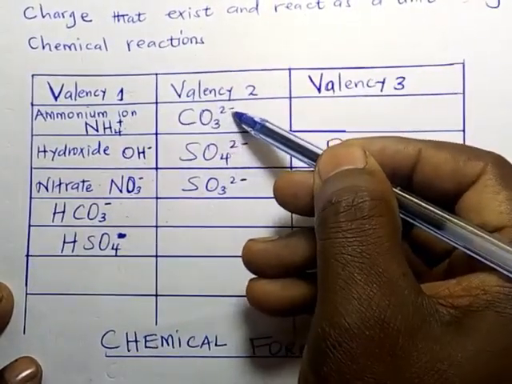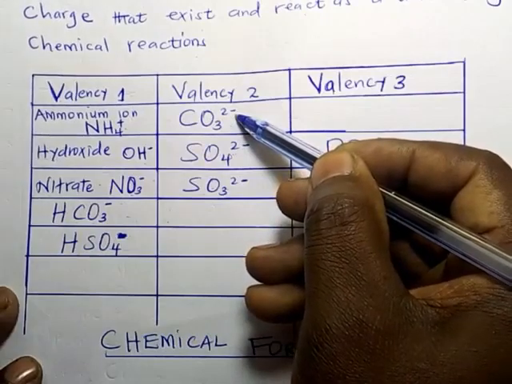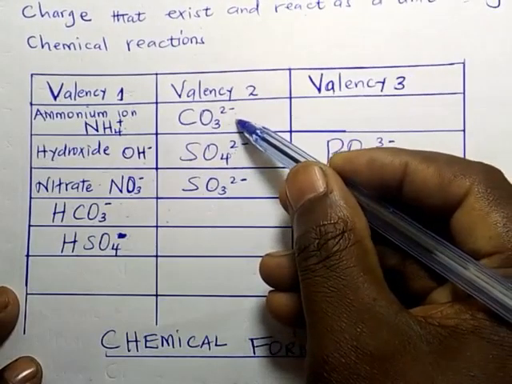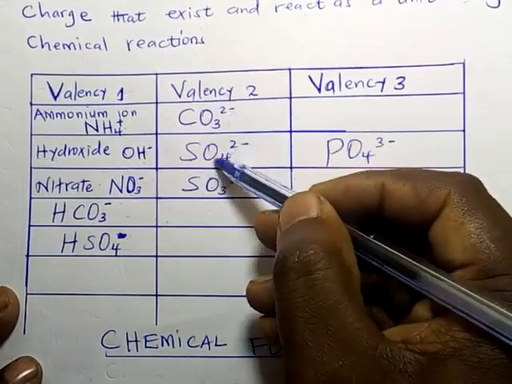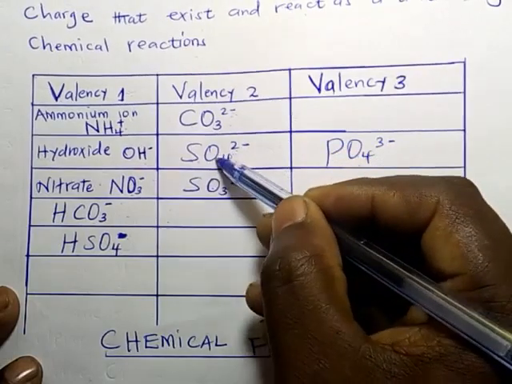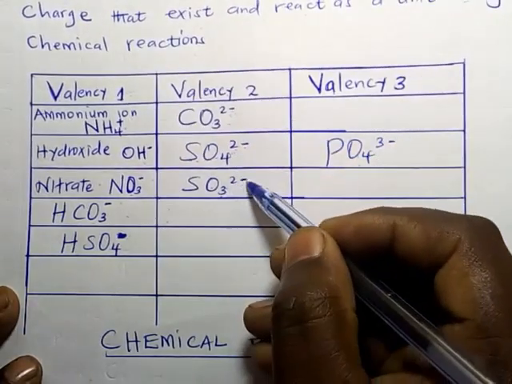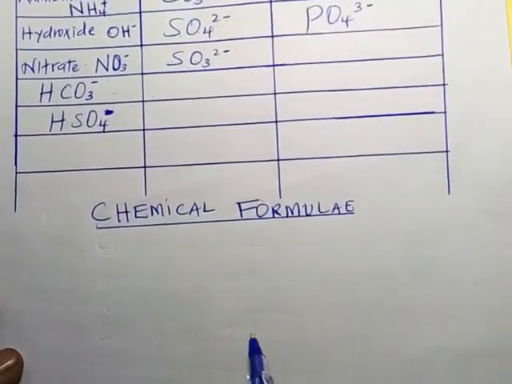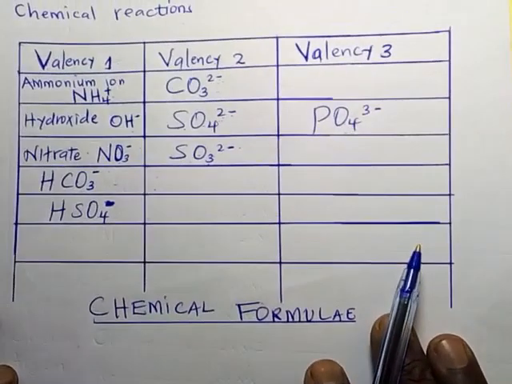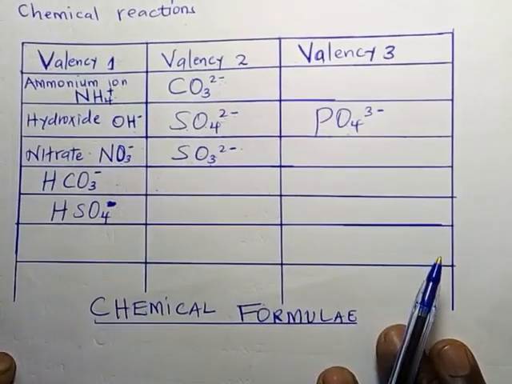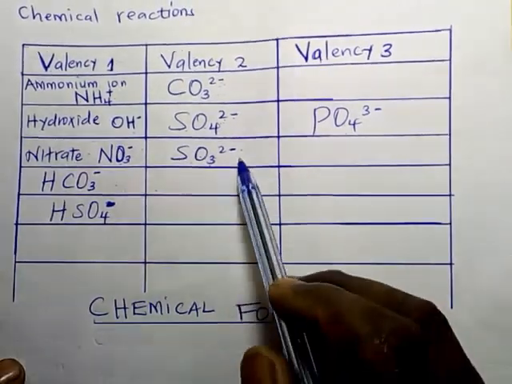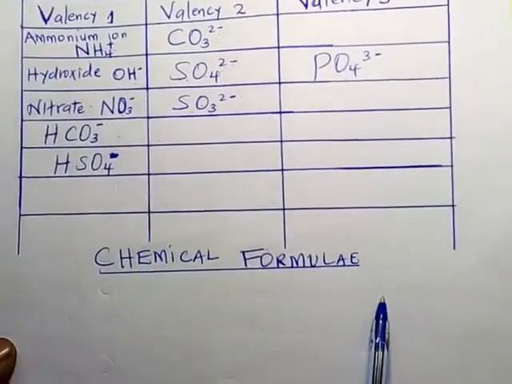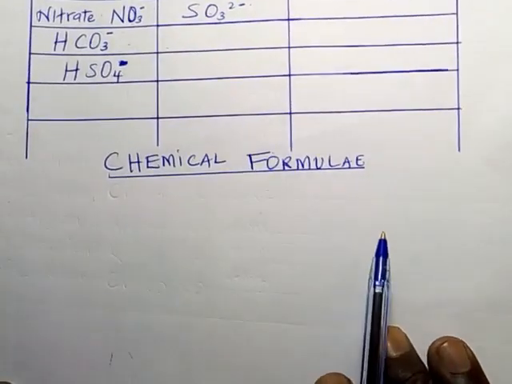Carbonates have a valence of 2. Get it like that, master it like that. Sulfates have a valence of 2. Sulfite has a valence of 2. Very important. So now when we come to writing chemical formulas, you are going to find out how important the valence of radicals and other elements is in writing chemical formulas. So let us go straight now to writing chemical formulas.